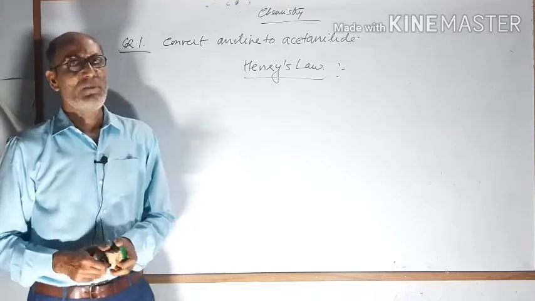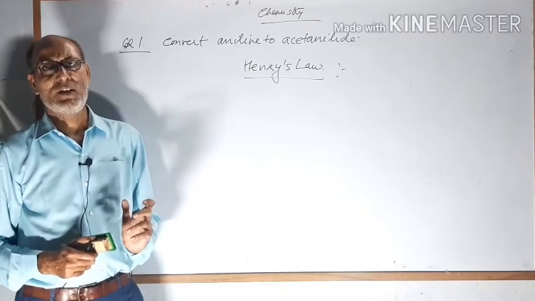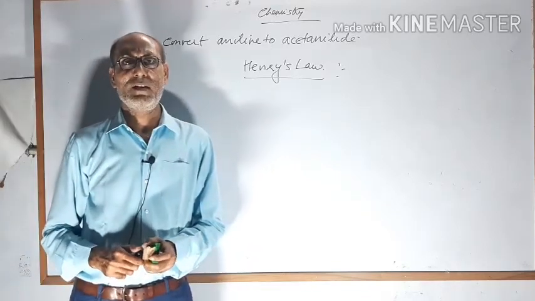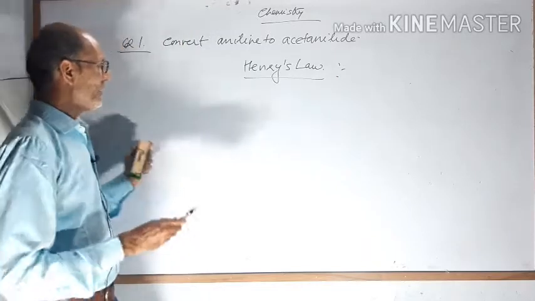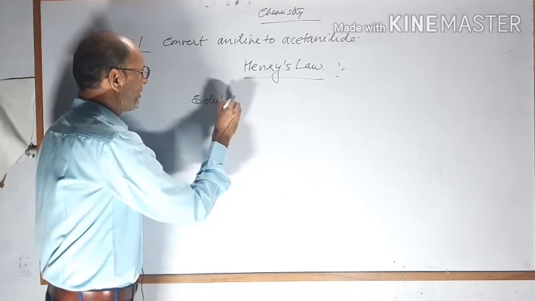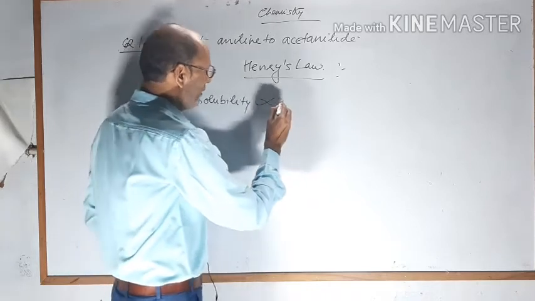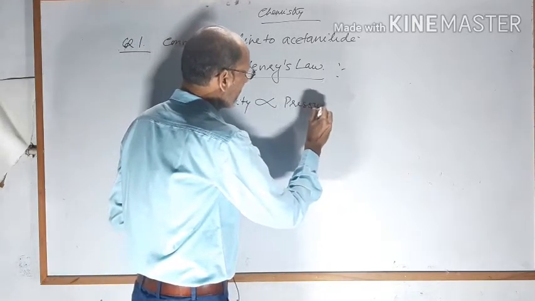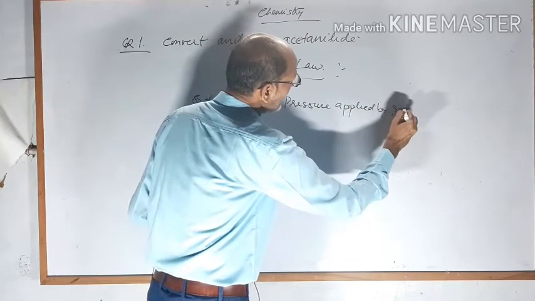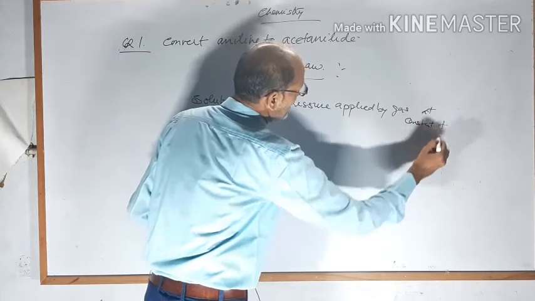The main statement of Henry's law is, at constant temperature, the solubility of the gas is directly proportional to the pressure of the gas. That means if you dissolve any gas in any liquid, the amount of gas that will dissolve, the solubility, is directly proportional to the pressure applied by the gas at constant temperature, constant T.